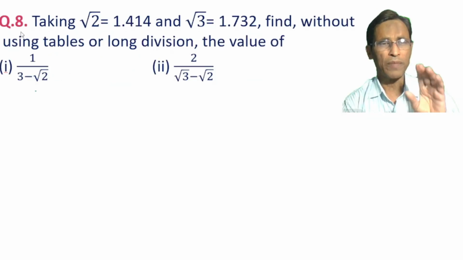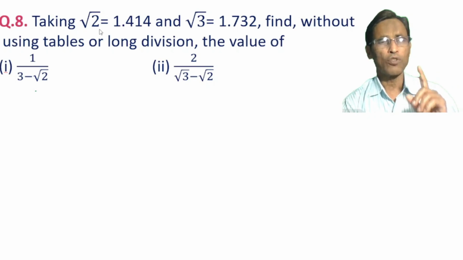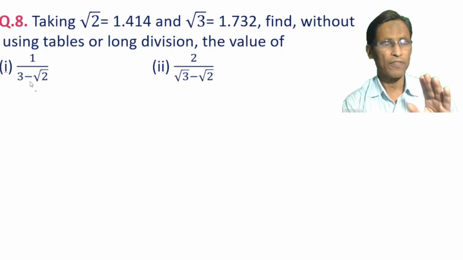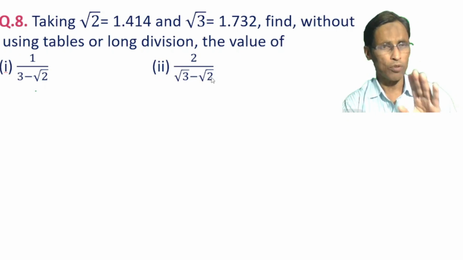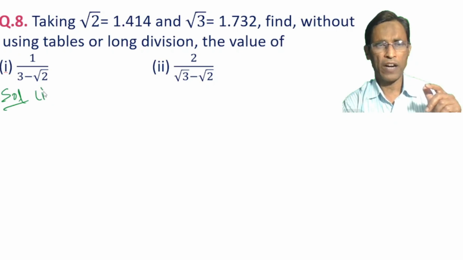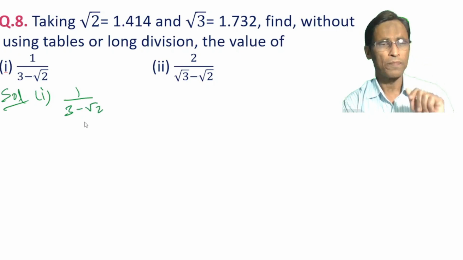Now we take question number 8. Taking root 2 equal to 1.414 and root 3 equal to 1.732, find, without using tables or long division, the value of, in part 1, 1 by 3 minus root 2, and in part 2, 2 by root 3 minus root 2. In part 1, 1 by 3 minus root 2.